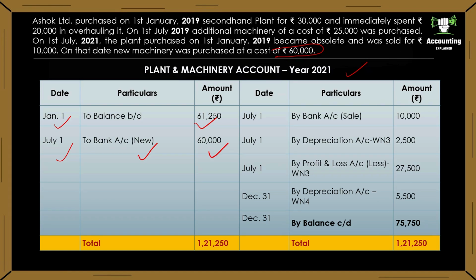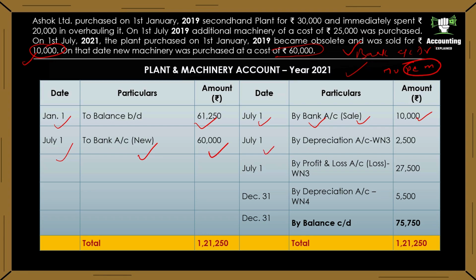And here we have sold the old machinery for rupees 10,000. The entry for that is the opposite of the entry for the purchase of machinery, that is bank account debit, credit plant and machinery account. Bank balance is going to be increased. Bank is an asset, so it has to be debited, and plant and machinery value is going to be decreased. It's an asset. When the asset value decreases, it has to be credited. So on 1st July in the ledger we are going to write by bank account, sale, 10,000 rupees. 10,000 is the sale amount.